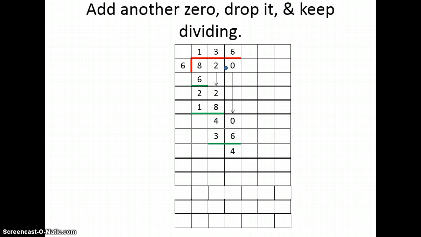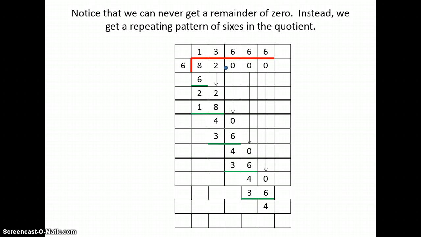I need to add another 0, drop it down, keep dividing. But look at what happens. I drop that 0 down, I get 40 again. I know 6 goes into 40 6 times. 6 times 6 is 36, and 40 minus 36 is 4. Okay, now I'm going to have to add another 0 and drop it down. And what am I going to get every time? I'm going to notice that I keep getting 40 when I add a 0 and drop it down.